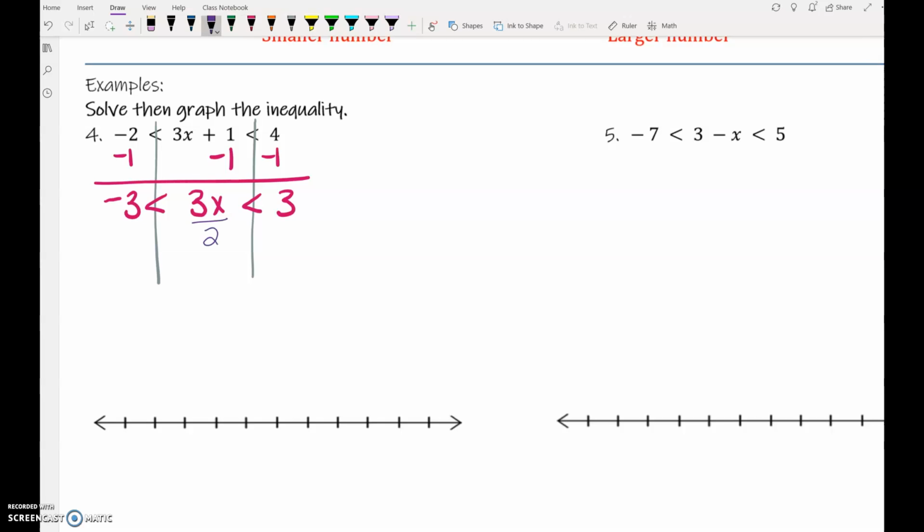Then we would divide by 3. So we have -1 is less than x is less than 1. I don't care how you space this out on the number line, but see if you can graph that one on the number line on your own.